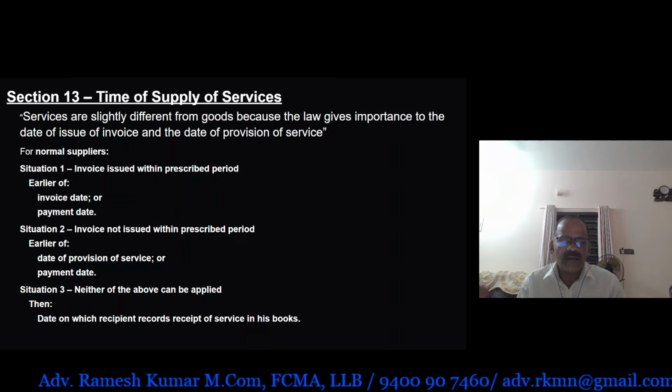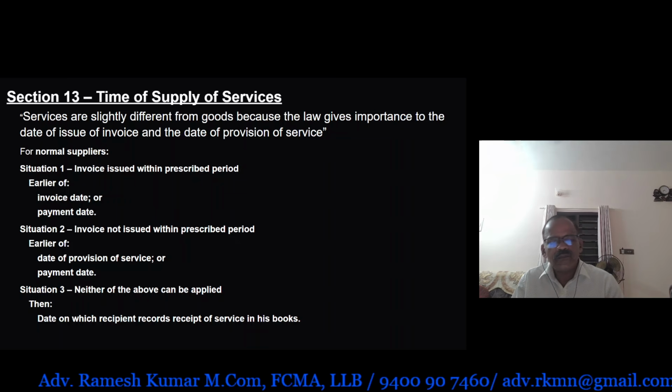An example, suppose a service is provided on 10th August, invoice is issued on 12th August, payment is received on 20th August. Assuming the invoice has been issued within the prescribed period, we compare the two dates, that is 12th August and 20th August. So the earlier one, that is 12th August, is the time of supply.